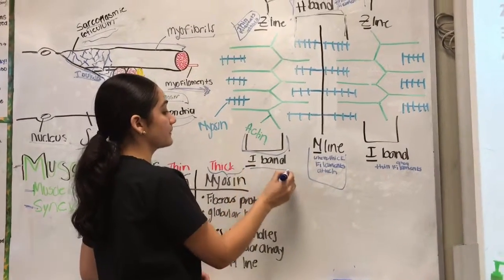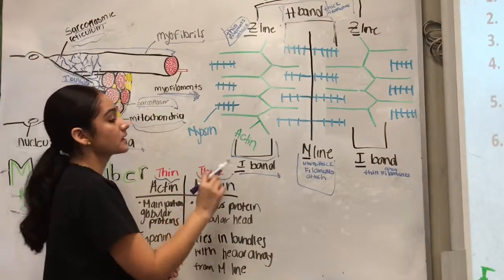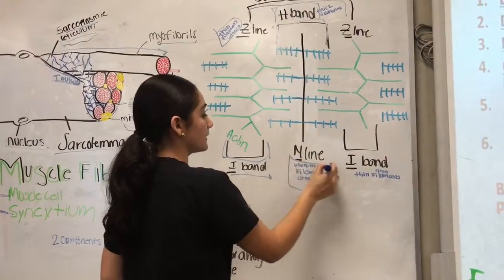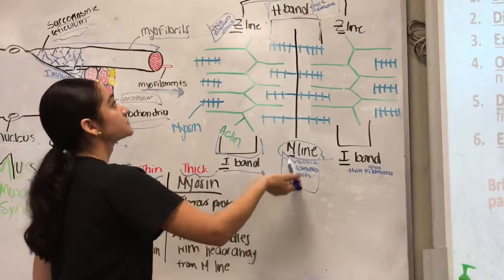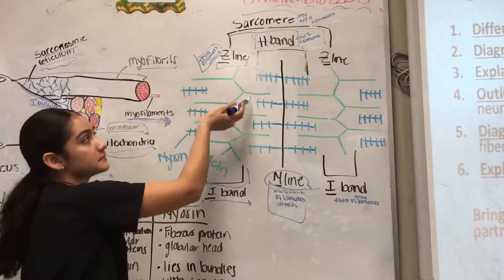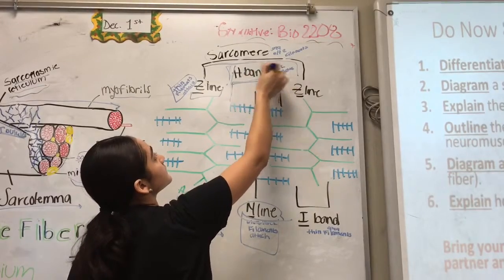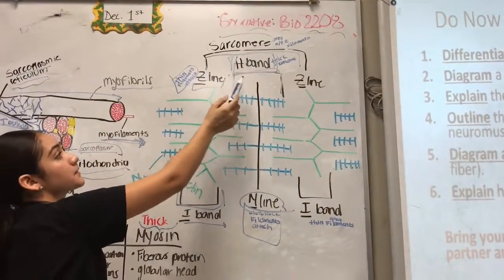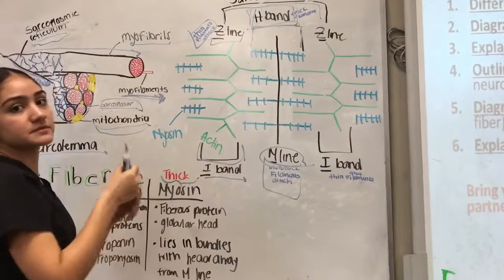Here we have our I band, which is the area of the actin, the thin filaments. And then we have our M line, where the thick filaments attach. Our Z line, where the thin filaments attach. And then our H band, the thick filaments. And then the sarcomere, which is the area between the two Z lines.